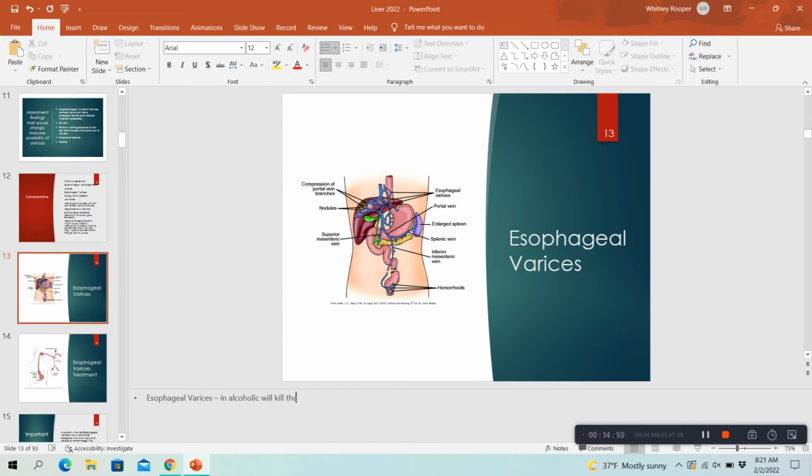Treatment. I just put that in there because that's cool to look at.